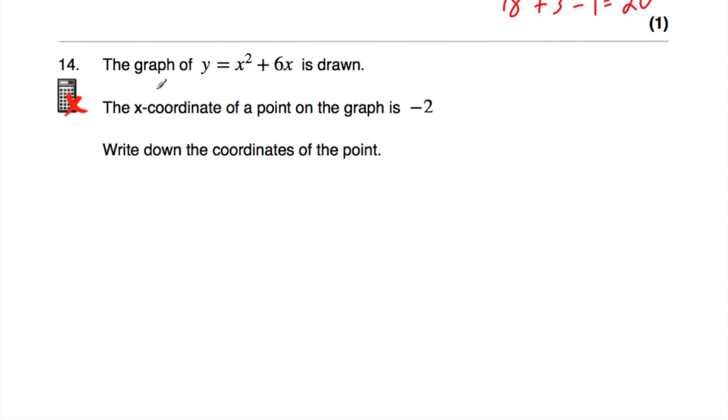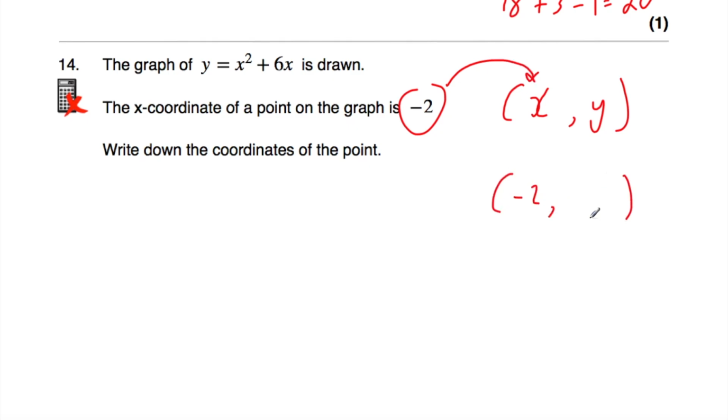Question number 14 says the graph of y equals x squared plus 6x is drawn, and the x coordinate of a point on the graph is -2. Write down the coordinates of the point. Remember the coordinates are in the form x and then y. Now we know the x coordinate is equal to -2. That means this point is -2 something, and we need to find out what the something is.